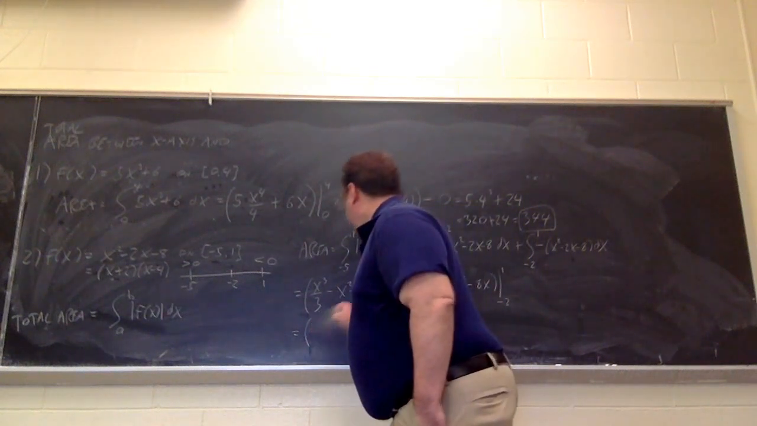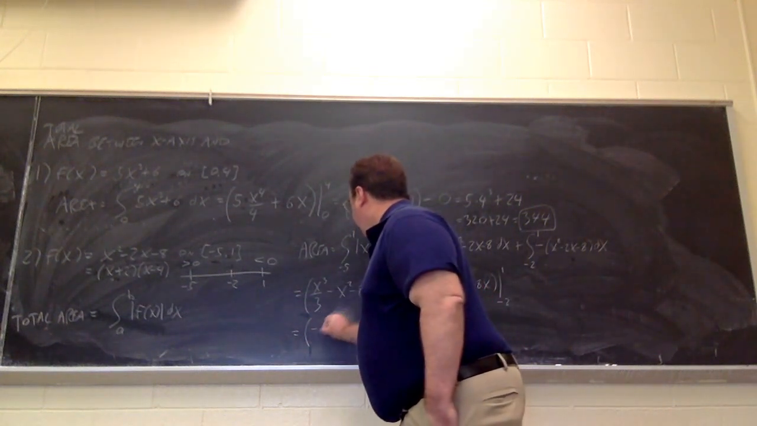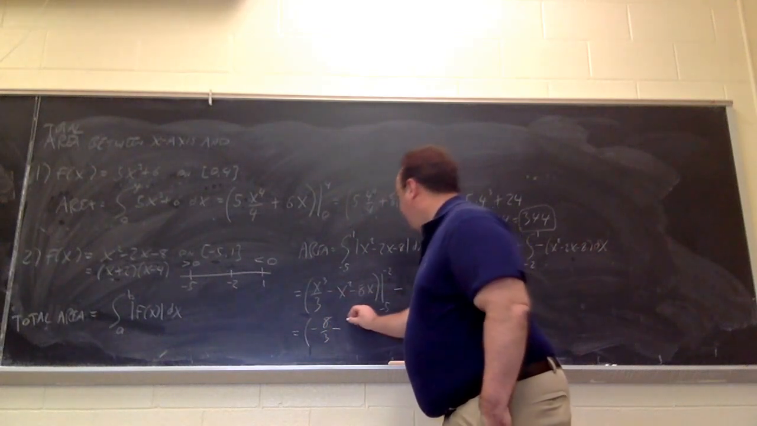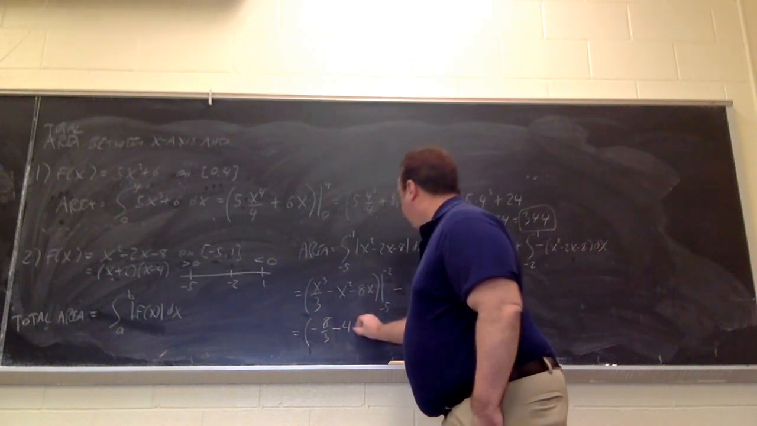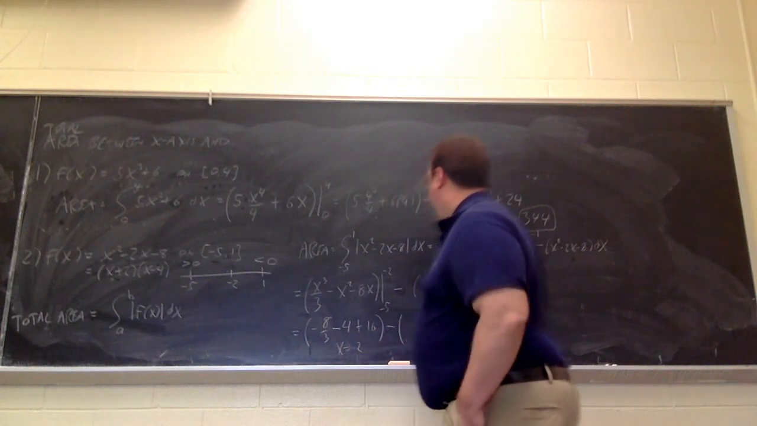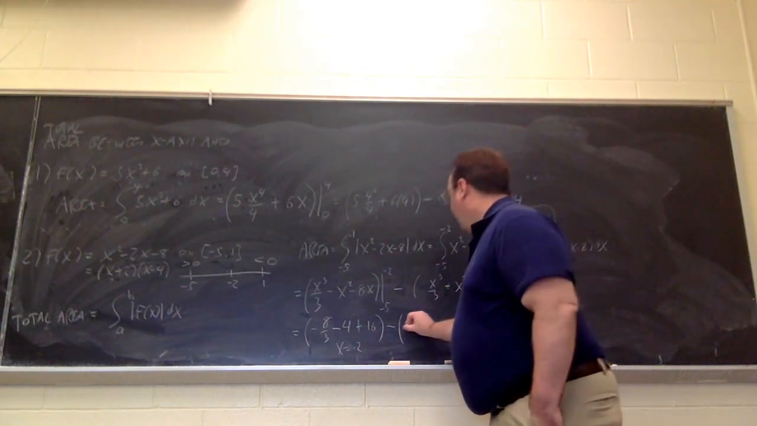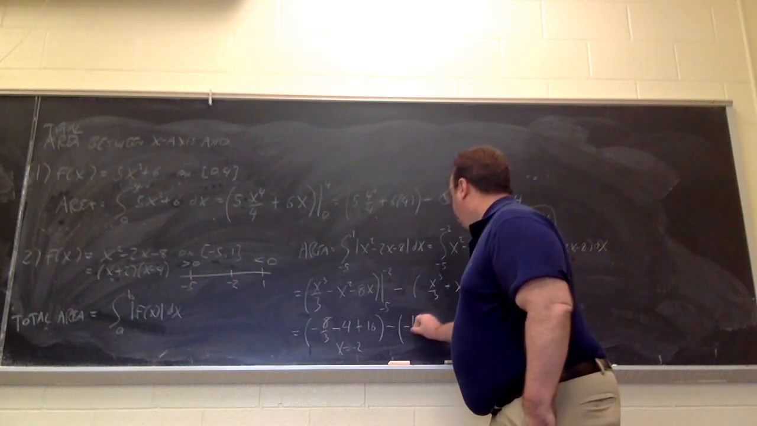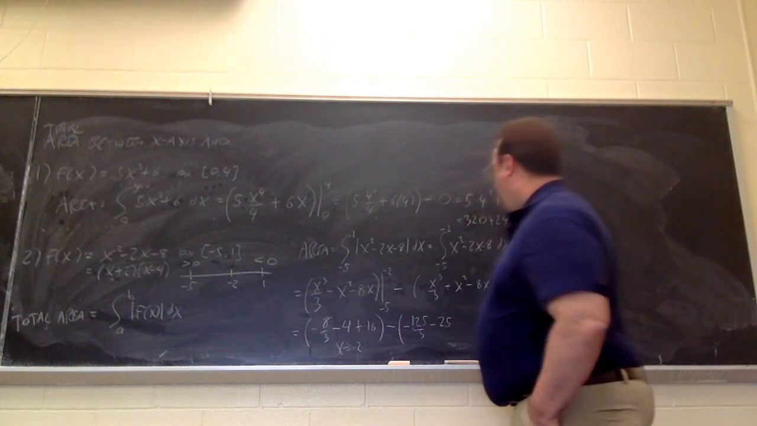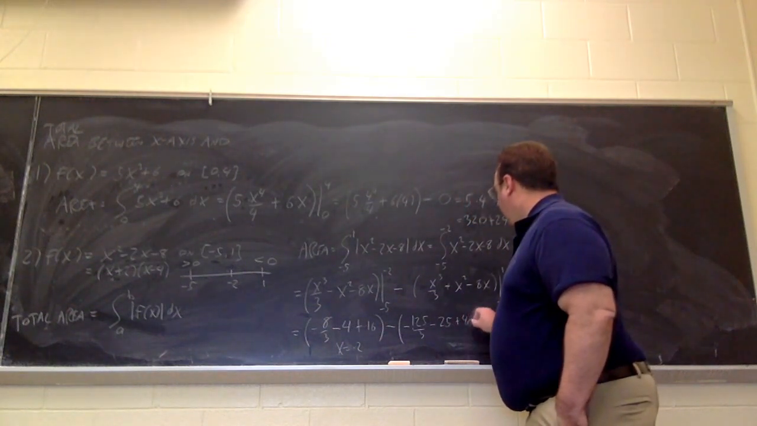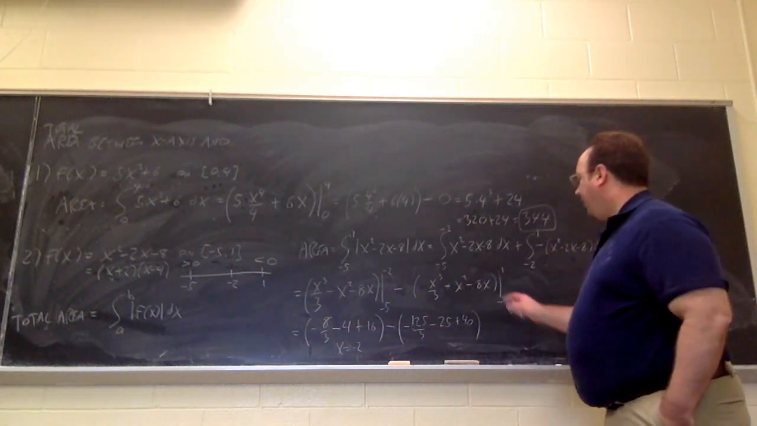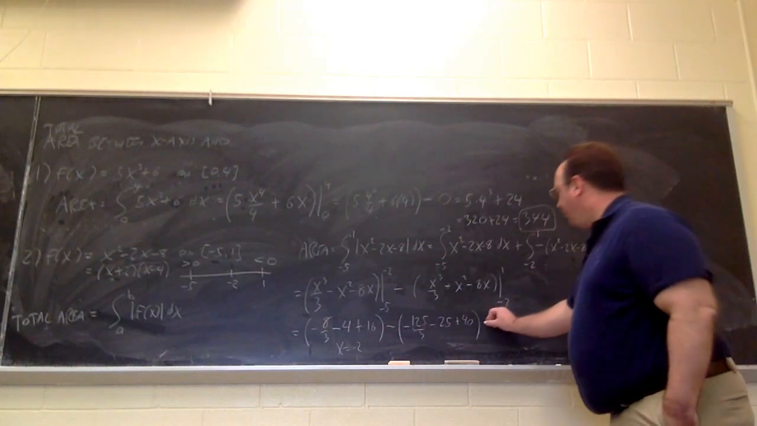So if I substitute in minus 2, you'll see what I mean when I write this out. I have minus 2 cubed is minus 8, so minus 8 thirds. And then I have minus 2 squared is positive 4, so minus 4. And then I have plus 16. So this is the value at x equals minus 2. And then I subtract the value at minus 5, so that gives me minus 125 over 3, minus 25, plus 40.